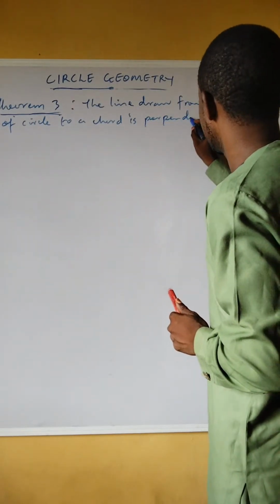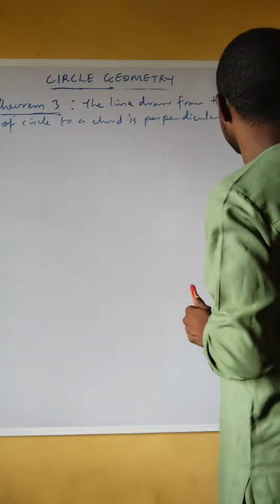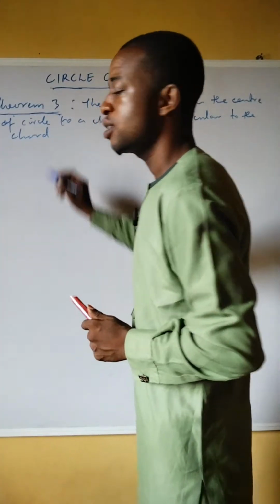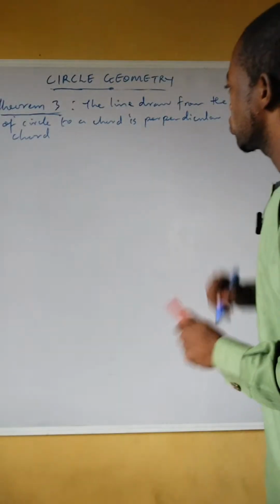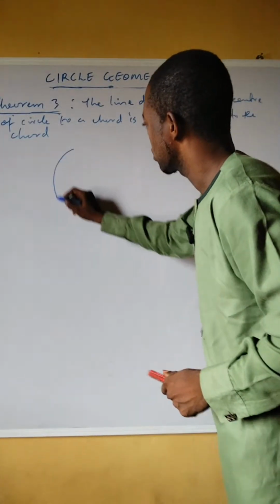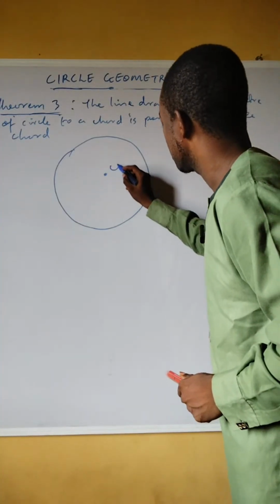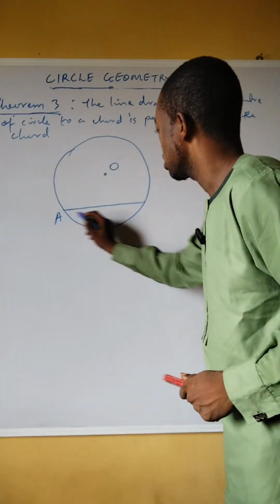Is perpendicular chord. So this theorem is very, very important. Now let's look at it in the diagram. We look at this as a circle and then with a center hole here. Of course, we have a chord. Let's have a chord AB here.